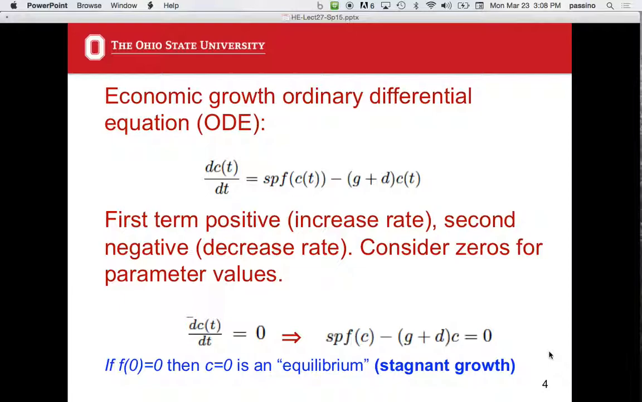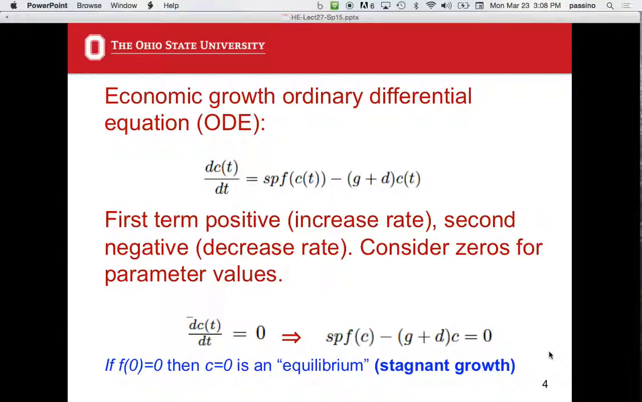Okay, I haven't defined F yet, though. But this term is defined only to be positive. This term's only positive. This term's only negative. Because you'll see that C of T will always be positive. It has to be, we're talking about money. It can't be negative money. We're not talking about loans and things like that. We're not focusing on something like that.